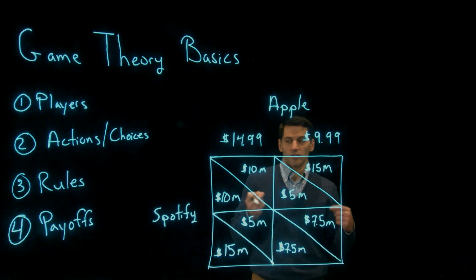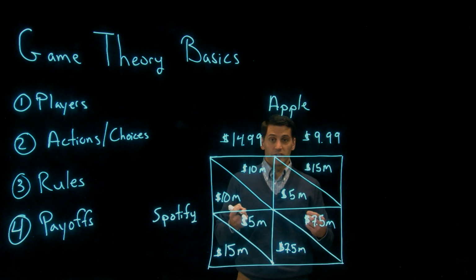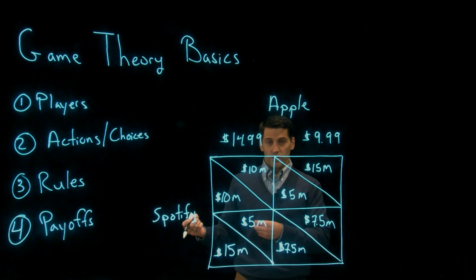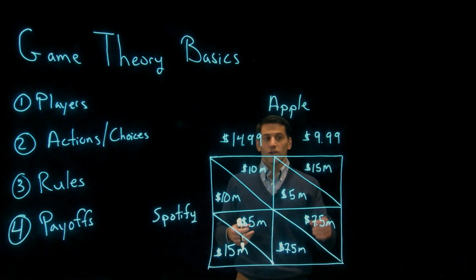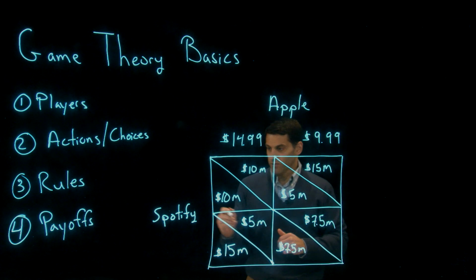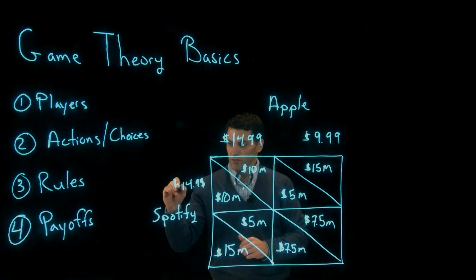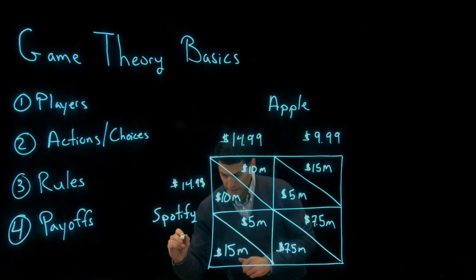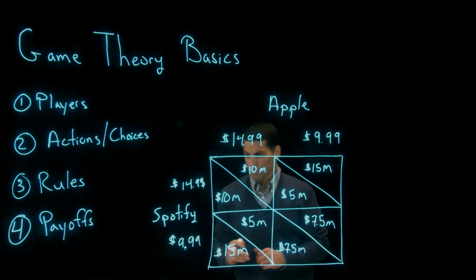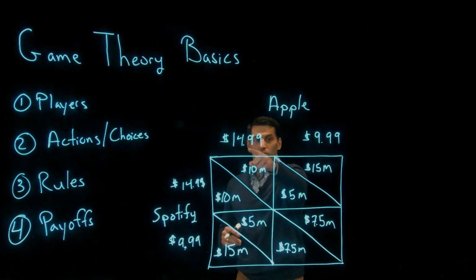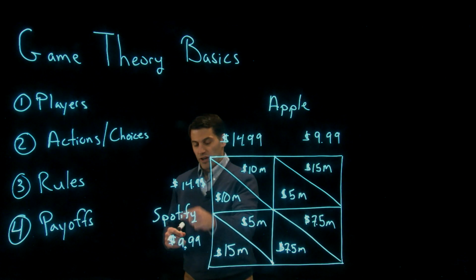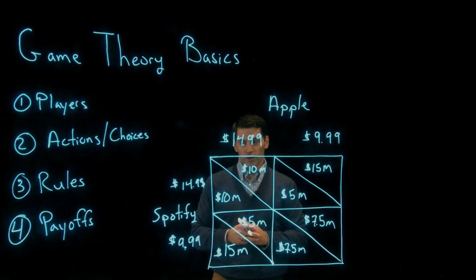What are the actions or choices? In this case, we're distilling this game down to they just have to decide how much they're going to set their monthly service fee at. We're giving them two choices. They're going to charge $9.99 or $14.99. And we're going to have the same setup for Spotify. It helps a lot of times if we just make these games symmetric, and you'll see that in the payoffs as well. So Apple is choosing between these two prices, and Spotify is also choosing between these two prices.